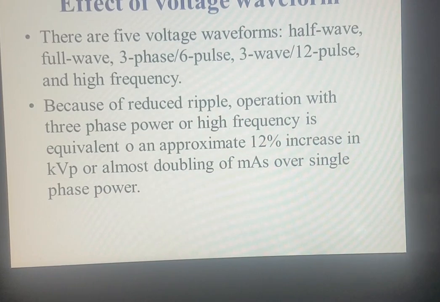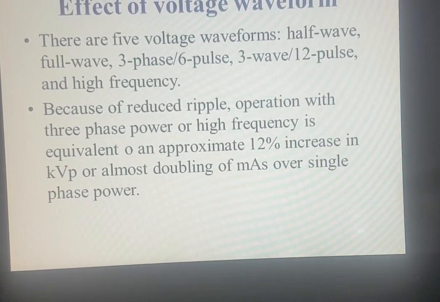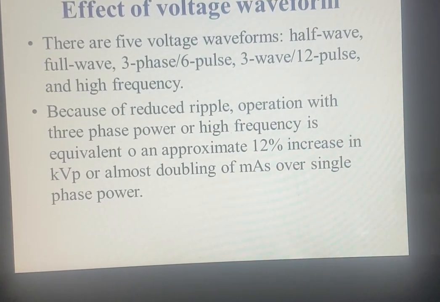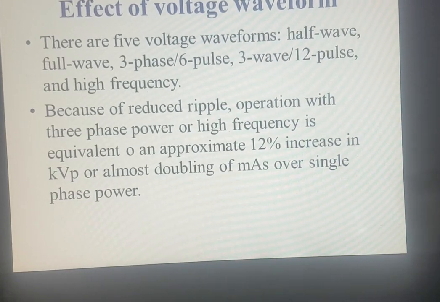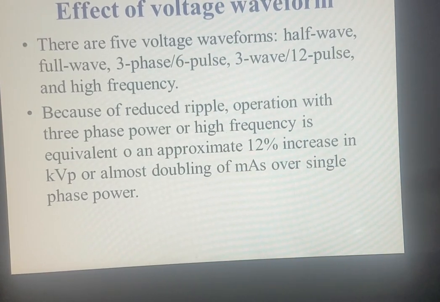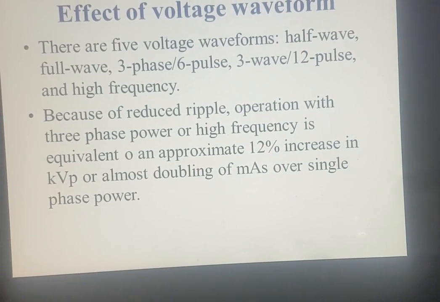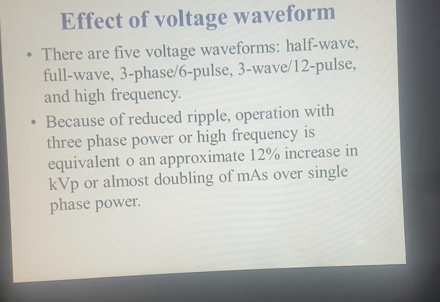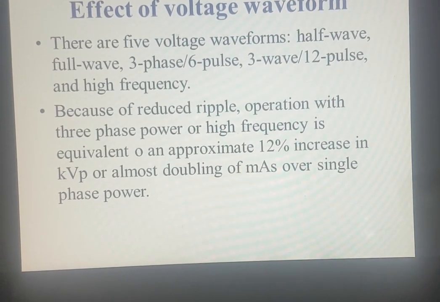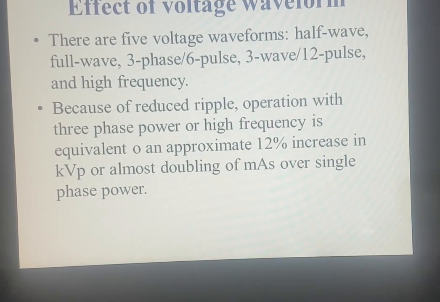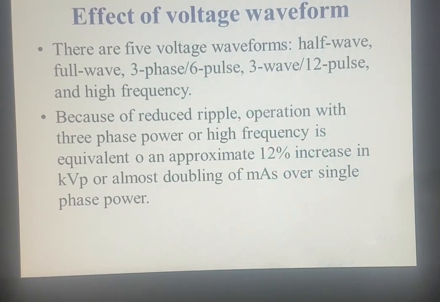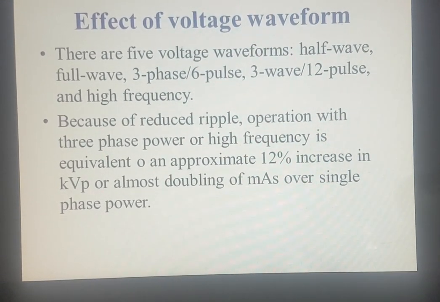There are twice as many X-ray pulses per cycle with full wave rectification as with half wave rectification, and the difference between the 3 phase 6 pulse and 3 phase 12 pulse power is simply the reduced ripple obtained with 12 pulse generation compared with the 6 pulse generation. Now what is the voltage ripple? We can define it as the alternating component of unidirectional voltage from a rectifier or generator. So low ripple is required for the proper functioning of a generator.